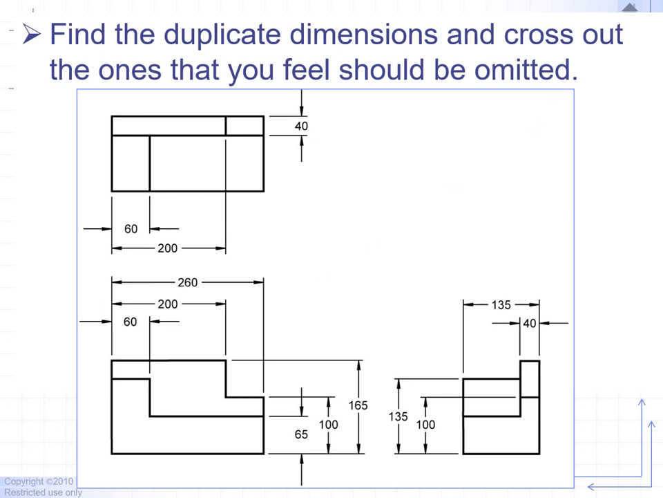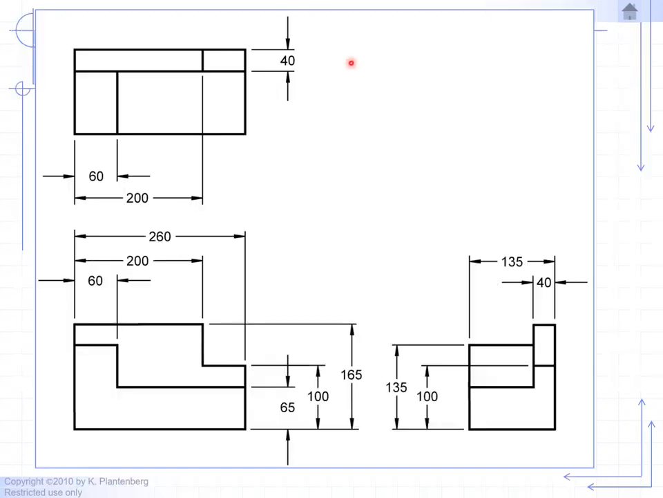Okay, so the first duplicate dimension that we see is the 40 and 40 here. They're both dimensioning the same feature, which is this wall thickness here. So the wall thickness is 40 units.